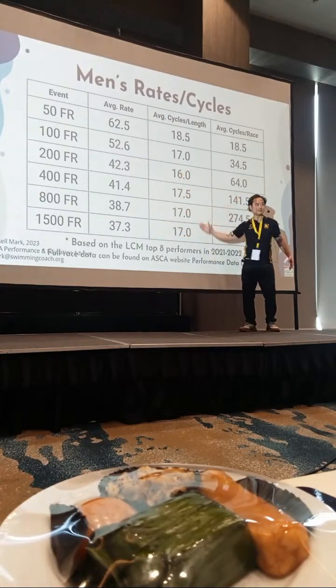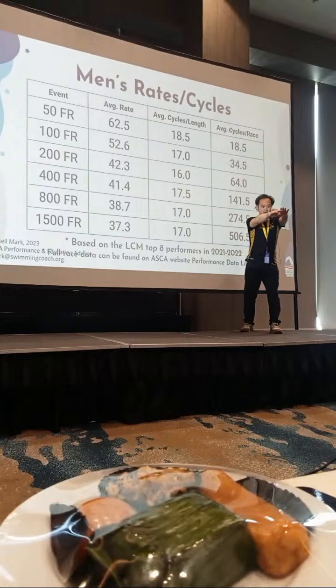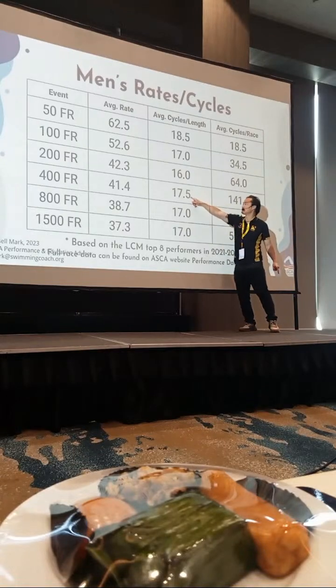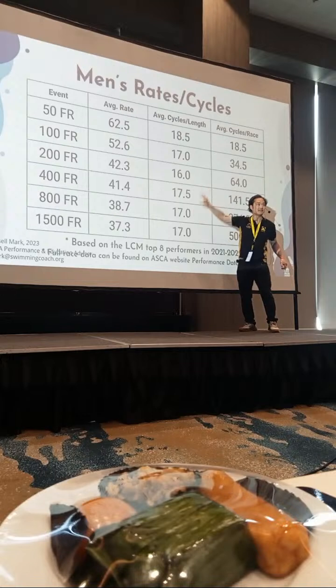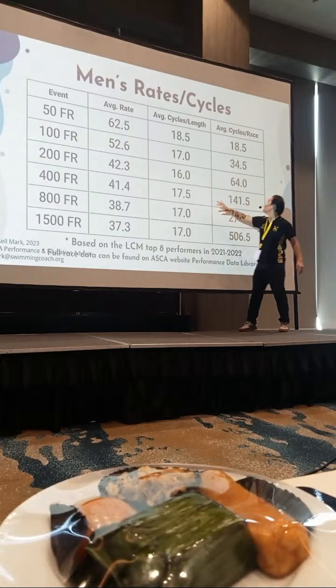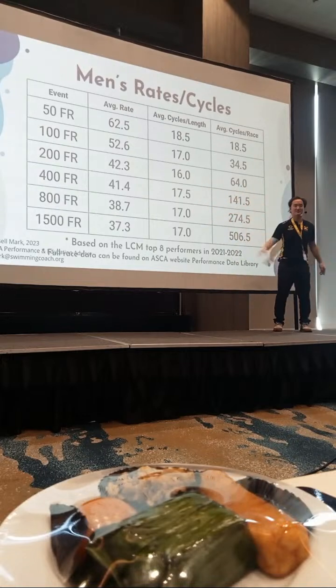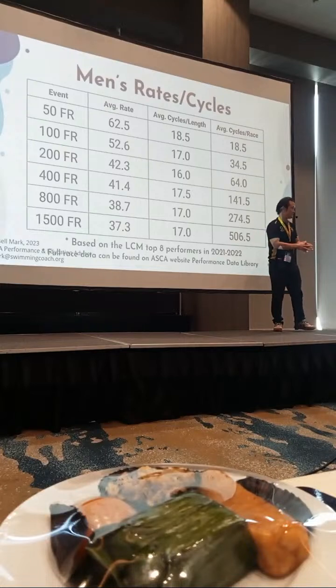You have your cycles per length. So 2 strokes, so 1, 2 is 1 cycle. And so this is for the length, every length in each race. And then this is the total. So that's just explaining the chart.